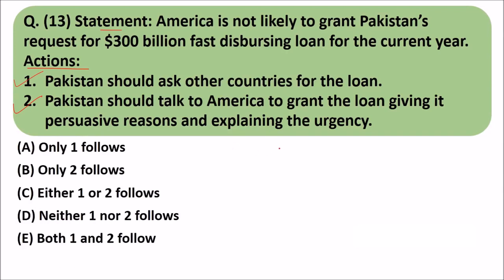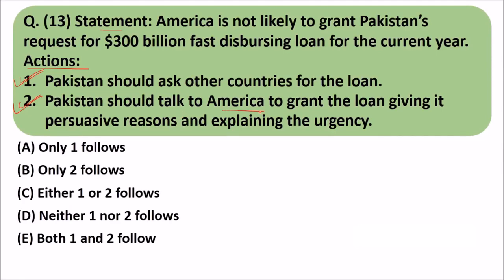If Pakistan is finding that America is not giving it any loan or financial aid, then Pakistan should explore other options. So this is also an action which Pakistan can take simultaneously. Pakistan can also convince America to grant the loan. So Pakistan can work on both the fronts. So both the actions are possible, okay.